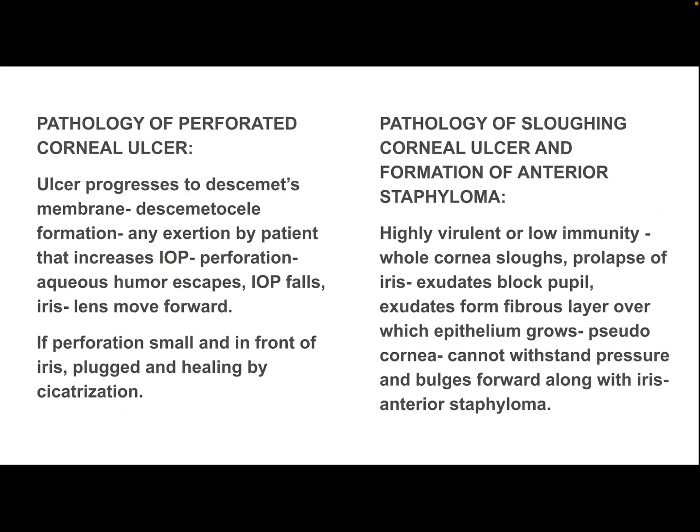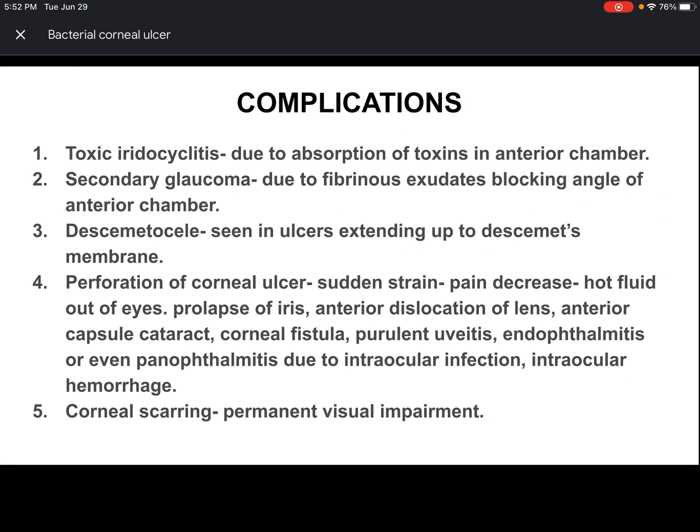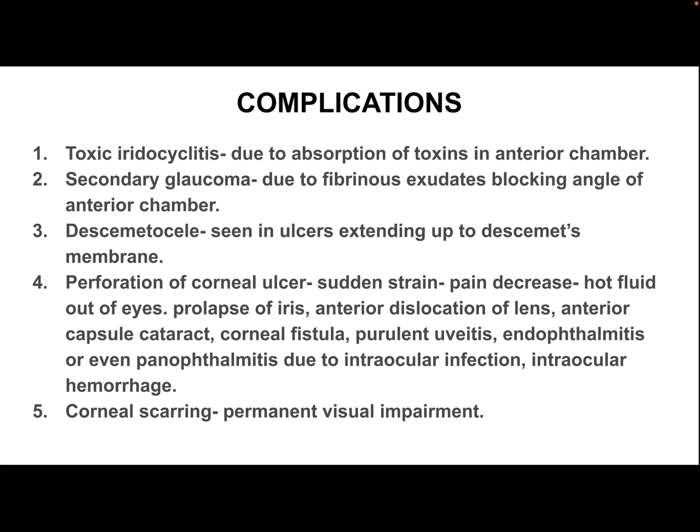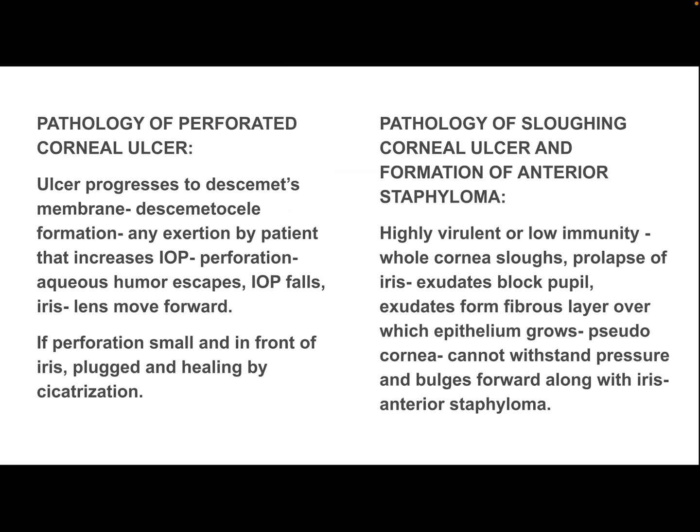If the organism is very virulent, or the immunity of the person is very low, then the whole cornea will slough, and there is prolapse of the iris, and there will be formation of a lot of exudates which will block the pupil, and this exudates and this iris, they will form something known as pseudocornea. So what happens is that this exudates will rearrange themselves, and they will form a fibrous layer over which the epithelium will grow.